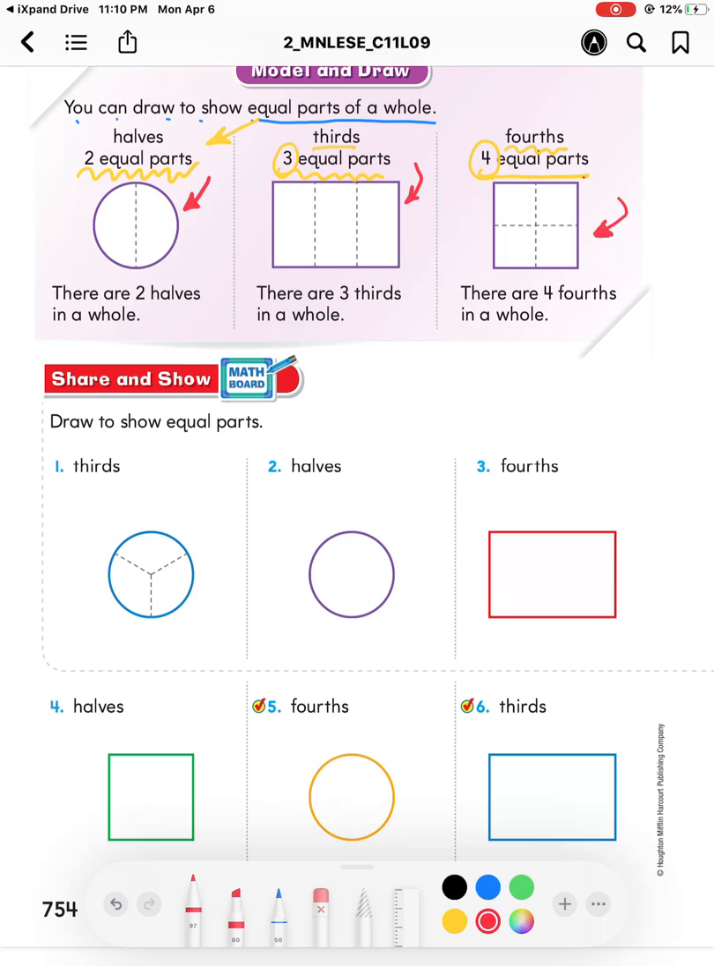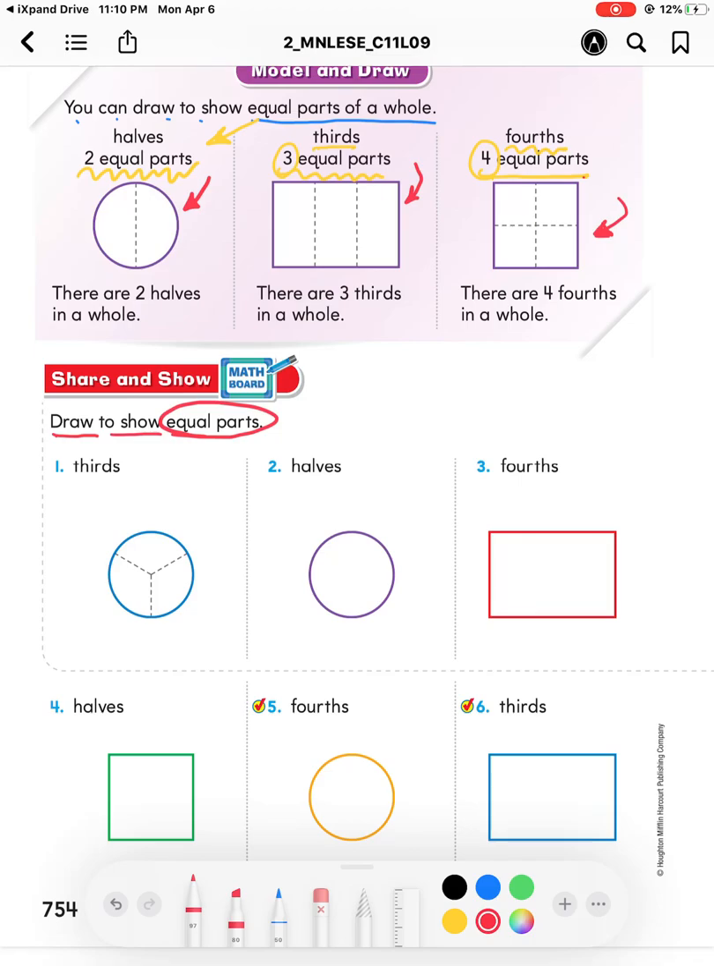I hope you are continuing the video now after you finished answering the questions. Now let's read this question together. Draw to show equal parts. So here we are asked to draw equal parts. In each question, we are going to have whether to divide it into thirds, into halves, into fourths.